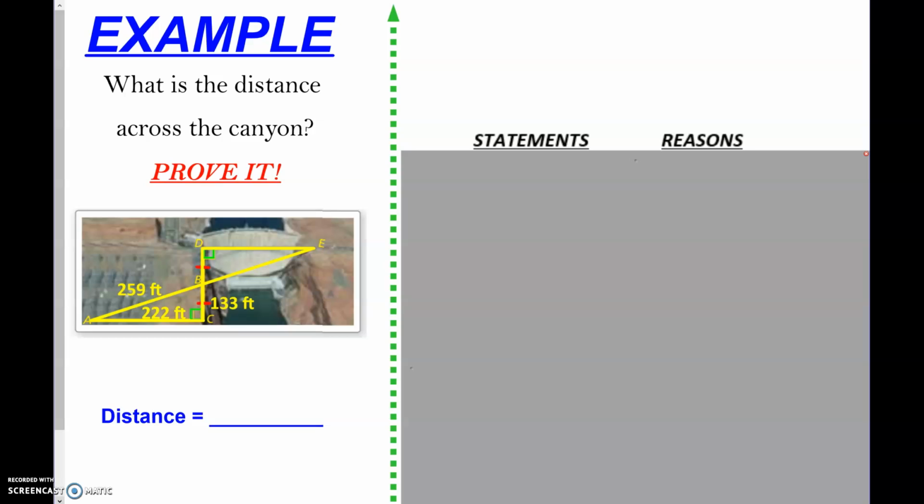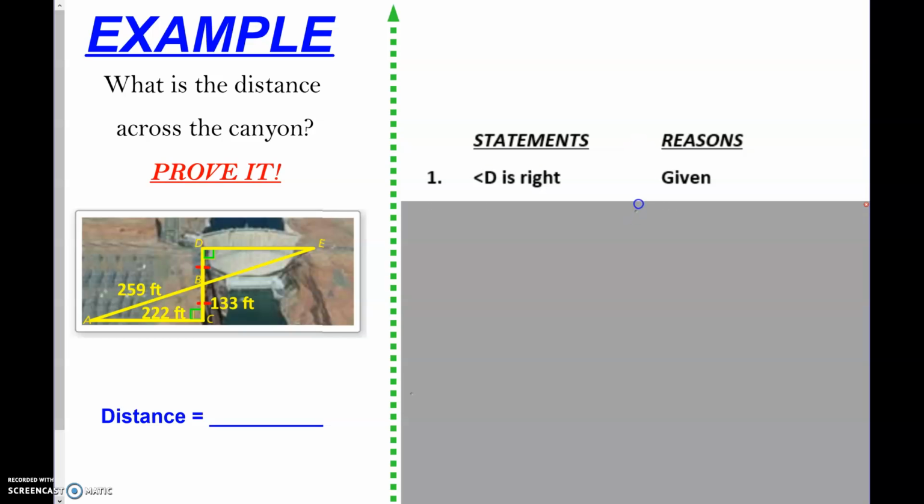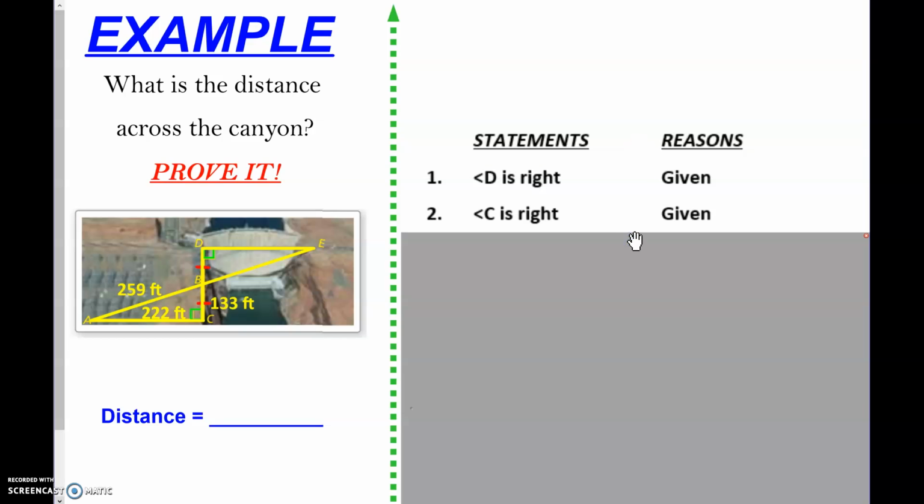From the diagram, we can say that DB is congruent to BC because that is given. And we are given that angle D and angle C are right. So this is why I don't number them for you, because I would put these in the same statement. Angle D is right, angle C is right. That is given. Now the fact that they are right, are they congruent?